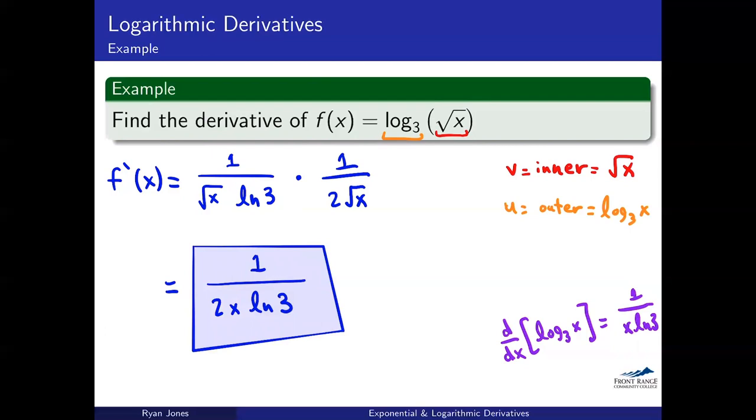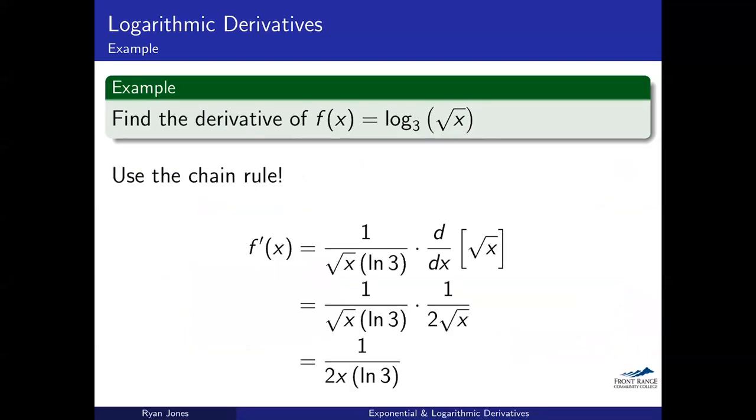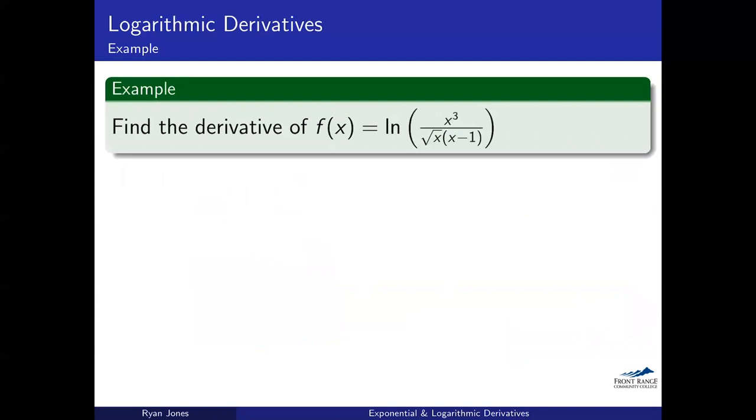And so there's some more chain rule with that natural log. Just reminding ourselves that with natural log, I'm always doing 1 over whatever's on the inside, and then also divided by natural log of that base, that constant, that 3 in this example right there. Great. Let's go ahead and look at one more example here.